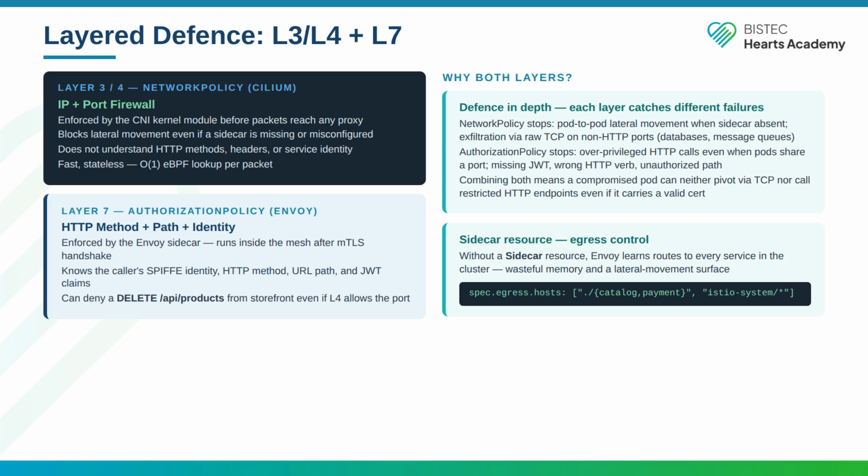The sidecar resource adds a third level of control. Without it, every Envoy sidecar learns routes to every service in the cluster. That's unnecessary memory consumption and an expanded lateral movement surface. A compromised sidecar could probe services it has no business reaching. Adding a sidecar resource and restricting egress hosts to only the services this workload actually calls closes that surface.